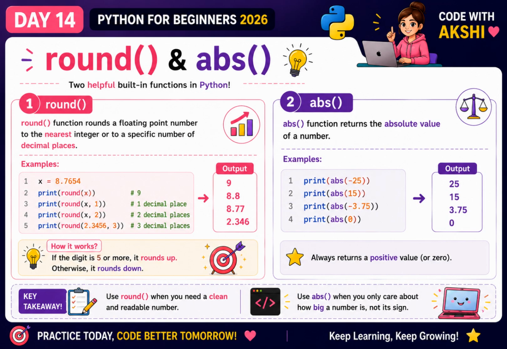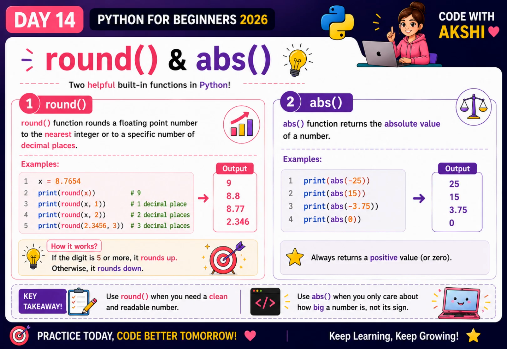So now let's learn 2 more useful functions. The first one is round. This function rounds the decimal numbers. If the digit after the rounding position is 5 or greater, Python rounds the number up. Otherwise, it rounds down. So we can also specify how many decimal places we want.